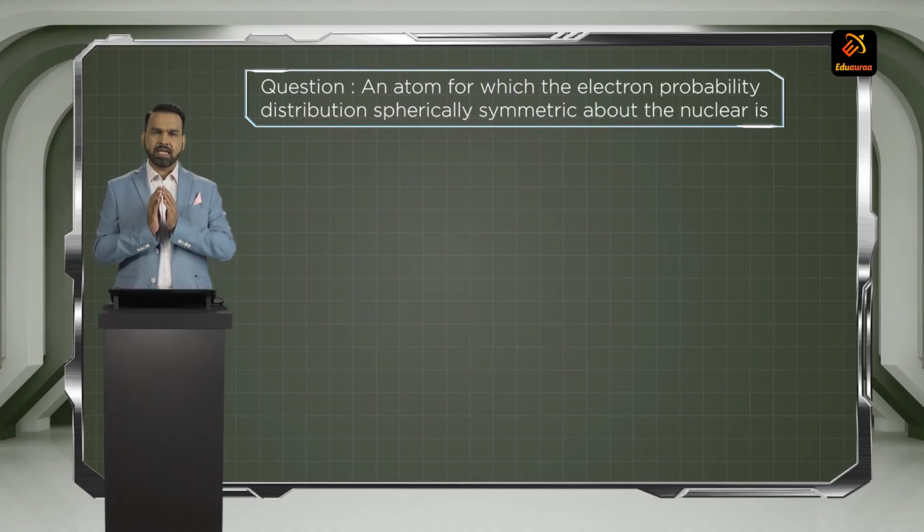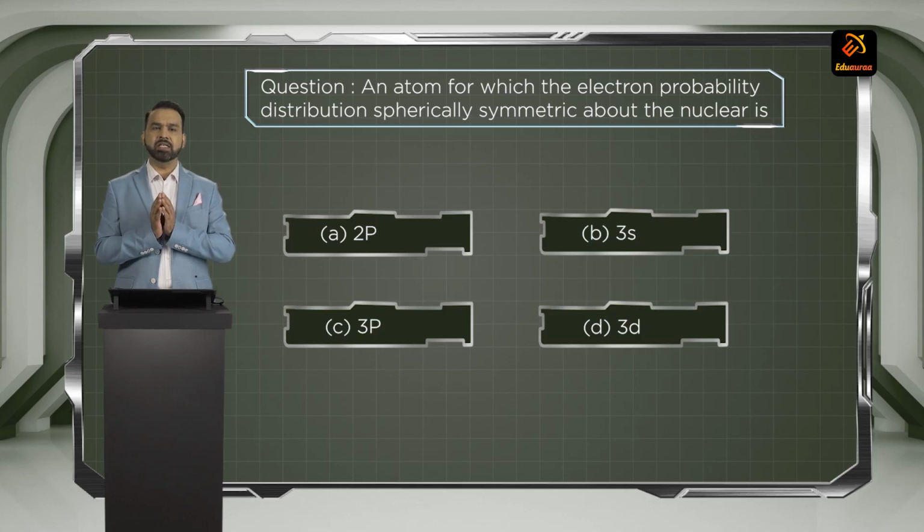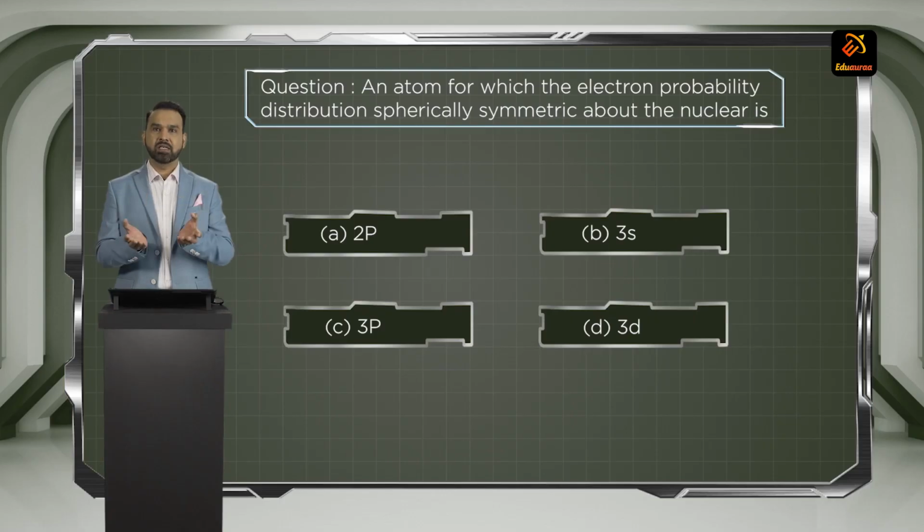Next. An atom for which the electron probability distribution is spherically symmetrical about the nucleus is, that is 3s, because the shape of an s orbital or s subshell is spherical. P is dumbbell, and d is double dumbbell. F is complicated. So spherical will be for 3s, and that is choice B. Moving to the next question.